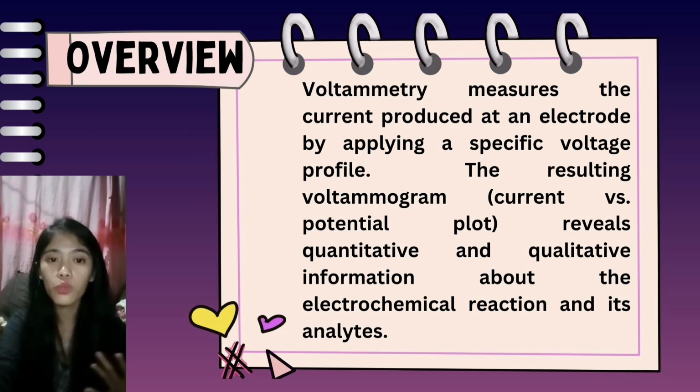A certain voltage will make a specific chemical react. When that chemical reacts, it creates a current. We can measure this current. The amount of current tells us how much of that chemical is present.